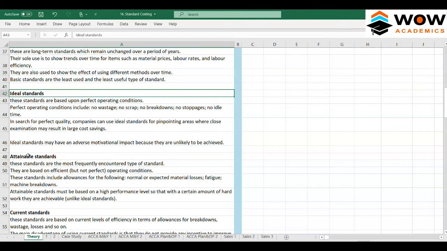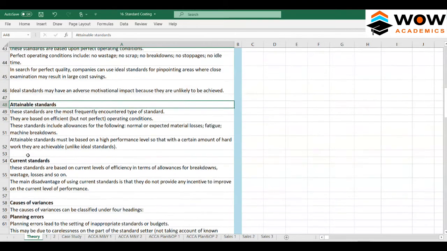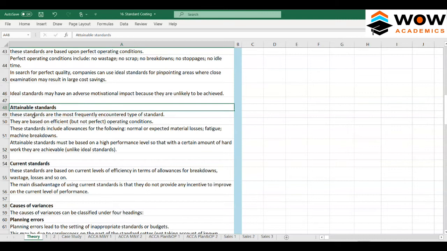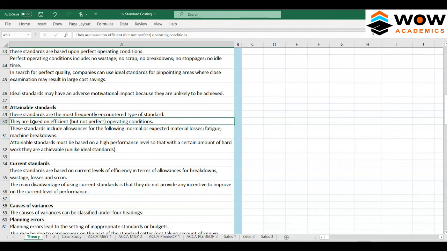So what is attainable? The third one. Attainable standards are the most frequently encountered type of standard. So all companies use this only. This is similar to perfect, but they allow for inefficiency also. The normally expected inefficiency, such as material loss, laborers becoming tired, machine breakdowns occurring. So we allow for realistic things. That's why it is called an attainable standard.